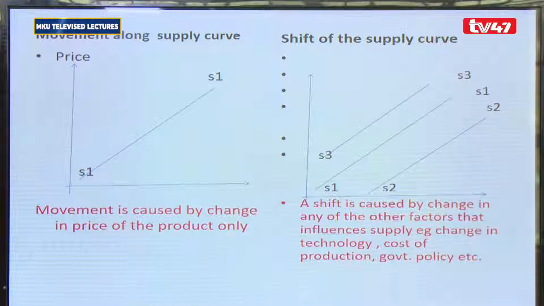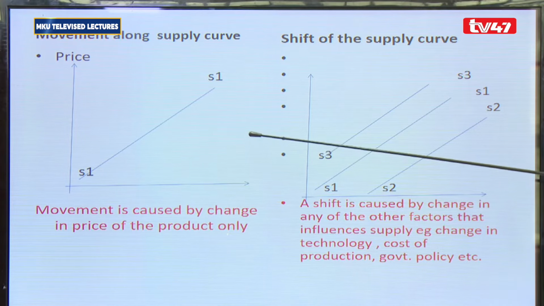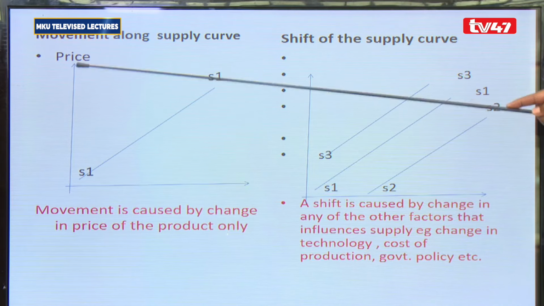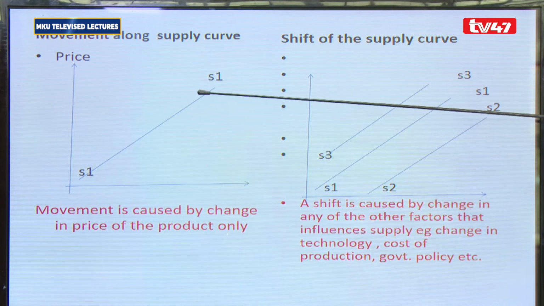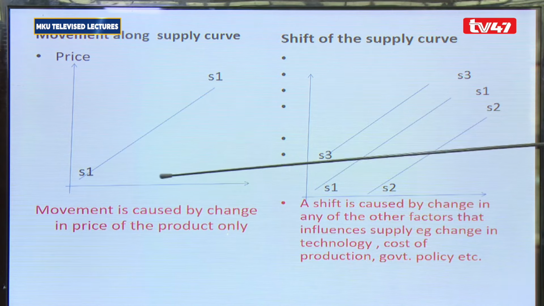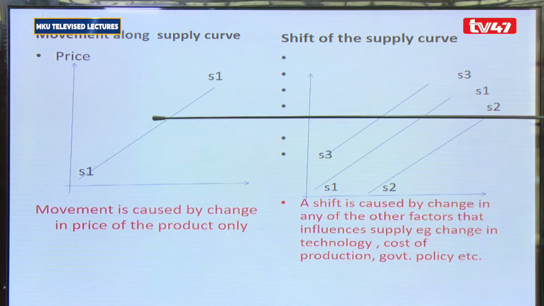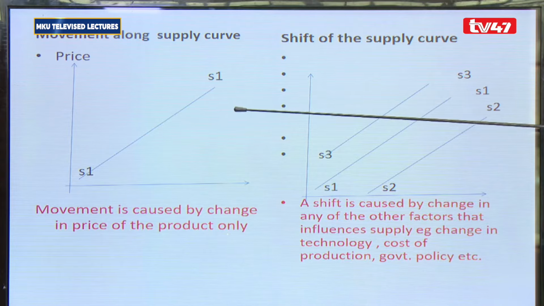Now, what causes the movement along the supply curve is the change in price. Like we can see on this curve, when the price increases, the quantity supplied also increases. This is demonstrated by the change from one point to another on the supply curve.